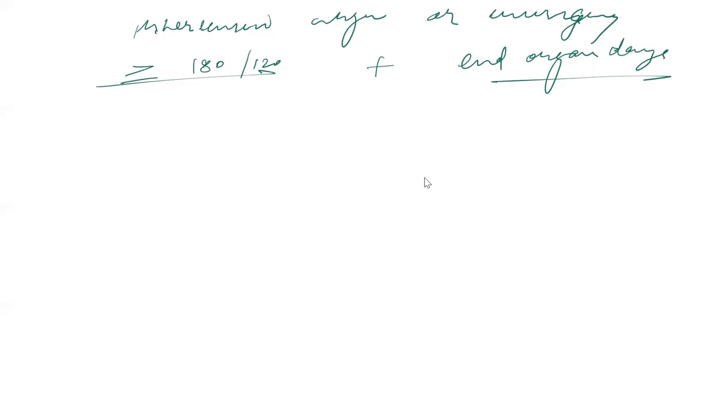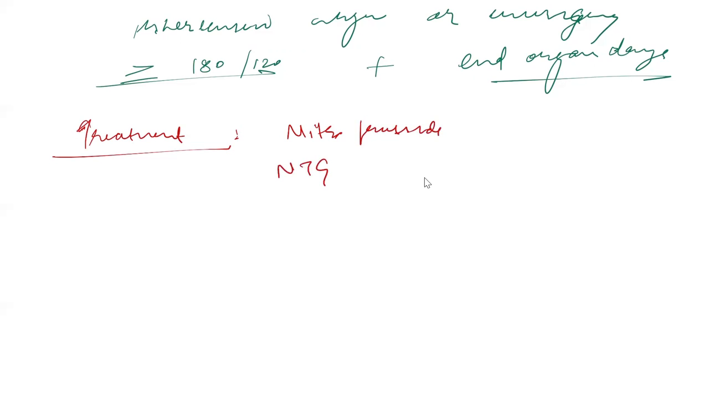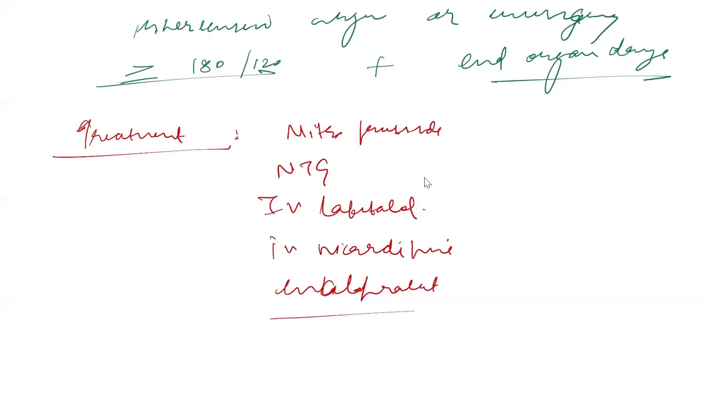Now the treatment here is we can give nitroprusside, we can give nitroglycerin NTG infusion, we can give IV labetalol, we can give IV nicardipine, and we can give enalaprilat. Basically, enalapril is an ACE inhibitor and it is an oral drug, but enalaprilat is the IV formulation.